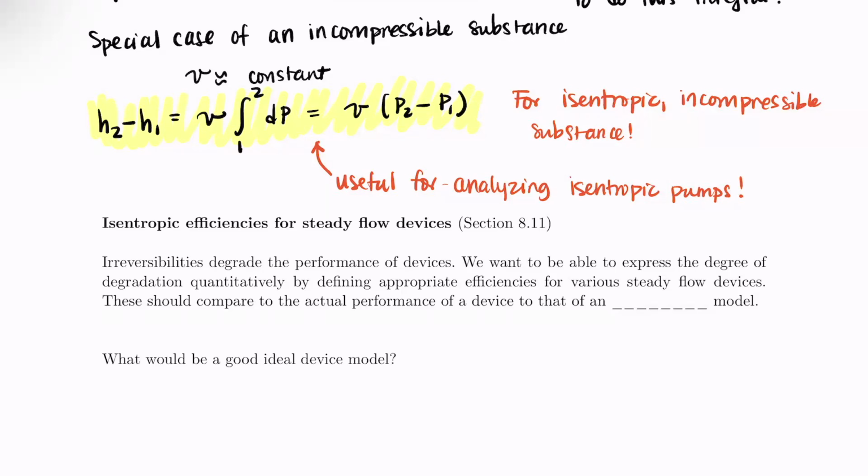Okay, so that kind of leads us into our last section for this unit, which is isentropic efficiencies for steady flow devices. All right, so we know that irreversibilities are going to degrade the performance of devices that we want to work with. So we'd like to be able to express.